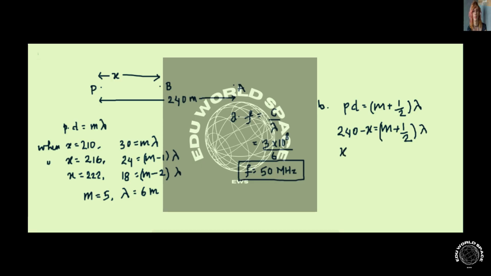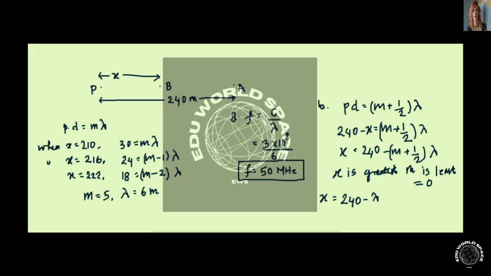So x is equal to 240 minus (m plus half) lambda, right? Now we want to calculate the greatest value of x, so x is greatest when m is least, because we are subtracting m's contribution. So that is equal to 0. So x equals 240 minus lambda by 2.